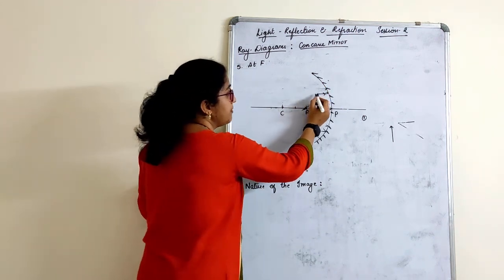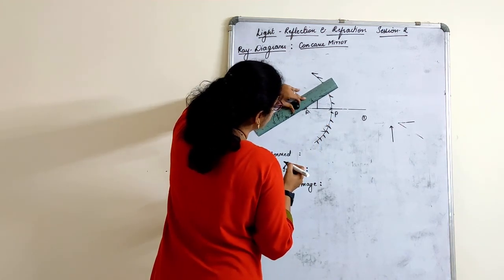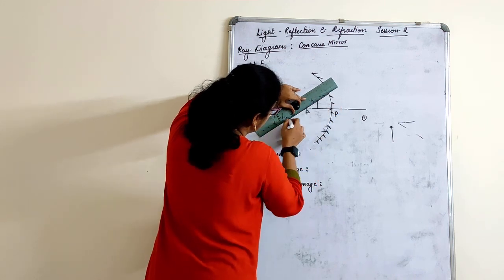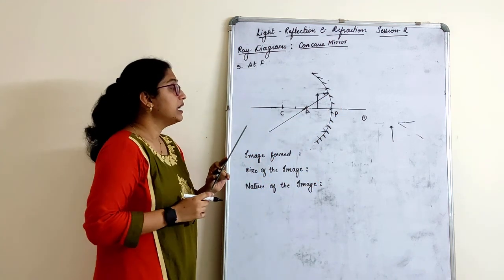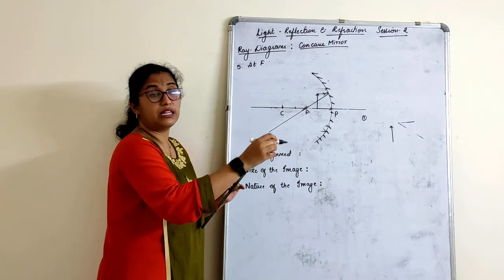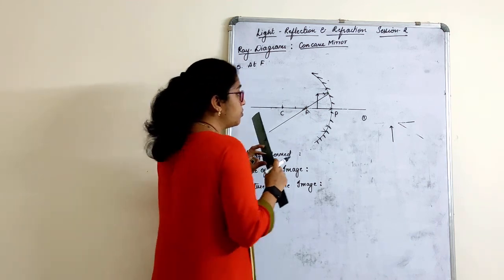Now first of all, the first ray has to pass through what? The focus. Can I pass it through the focus? Yes, I will make it pass through the focus. Done. Now the second ray, it has to pass through what? The pole only. Angle of incidence is equal to angle of reflection. You can do it.